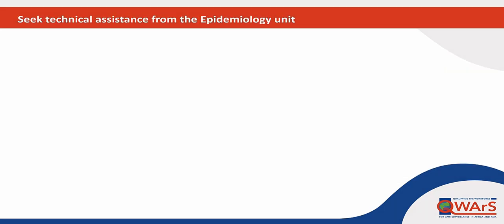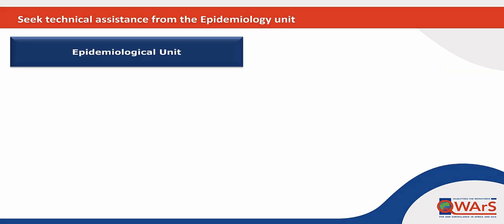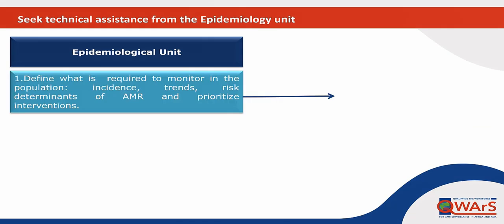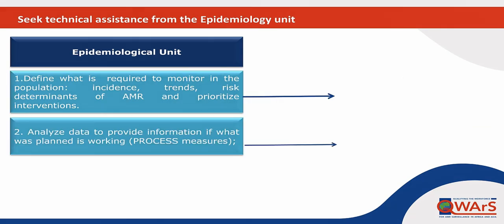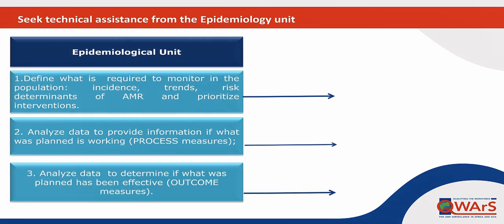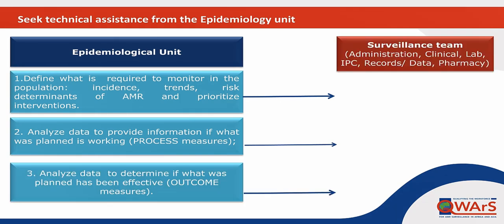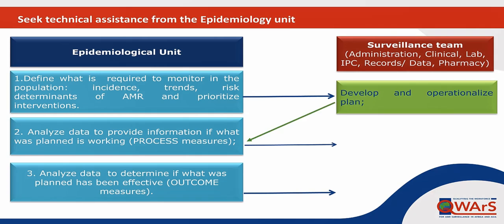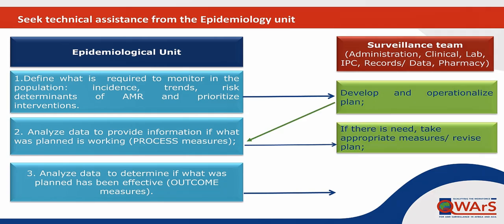Epidemiologists play a crucial role in AMR surveillance. They define what is required to monitor the population, and analyze data to check for process and outcome measures. Surveillance teams develop and operationalize the surveillance plan. They also take appropriate measures and actions.